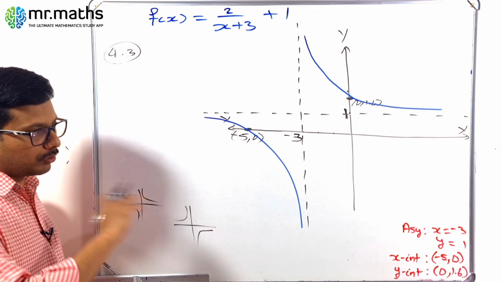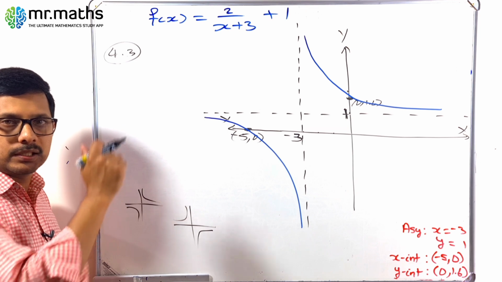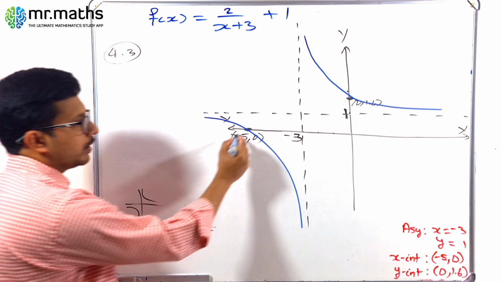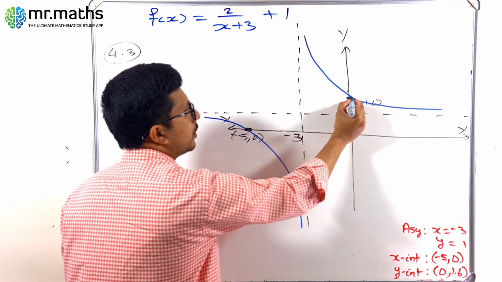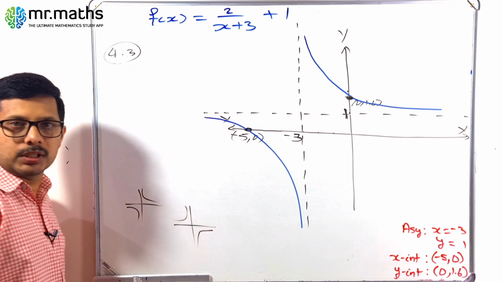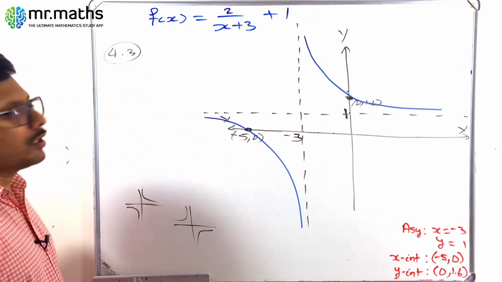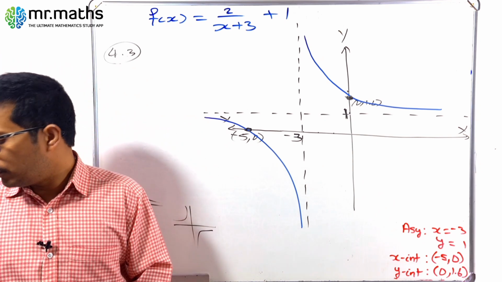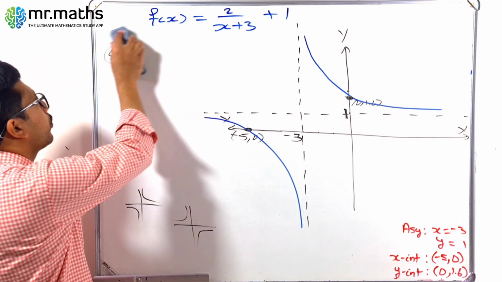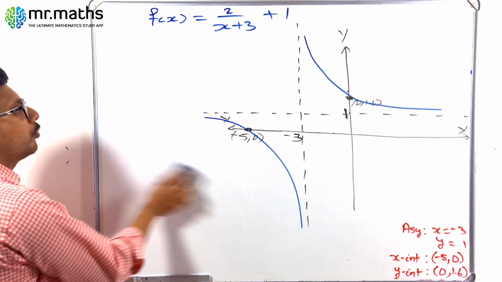So first you have to draw the asymptotes, then you have to mark the x-intercept and the y-intercept. This is the x-intercept and this one is the y-intercept, 1.6. Okay, so that is question number 4.3. Now let's move to the next question, 4.4.